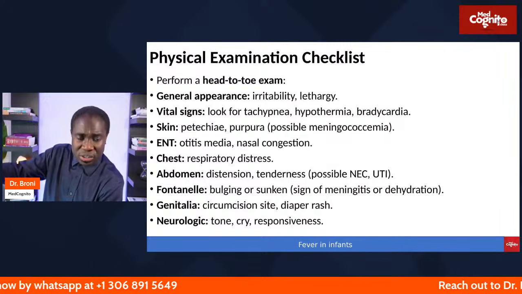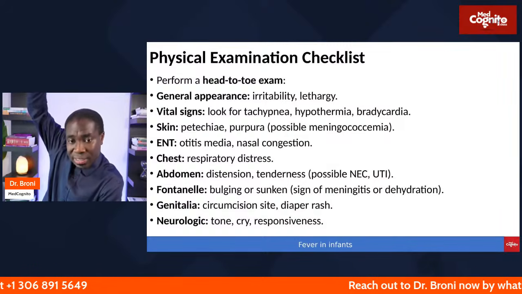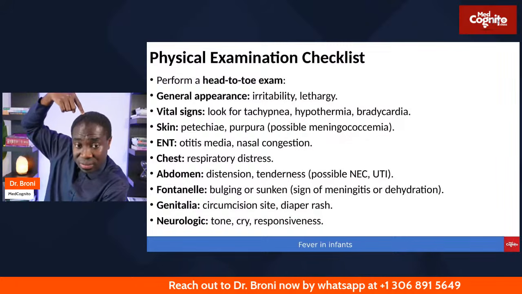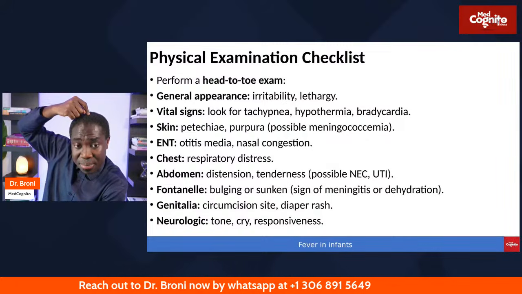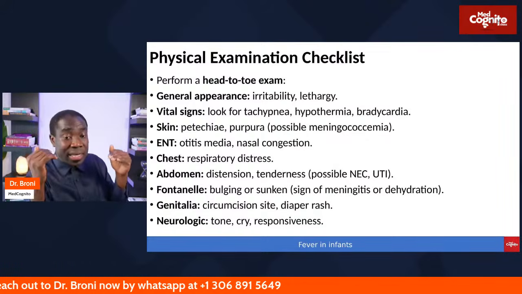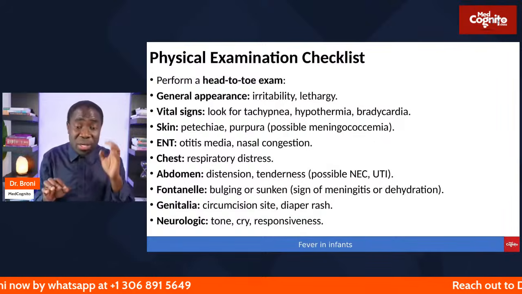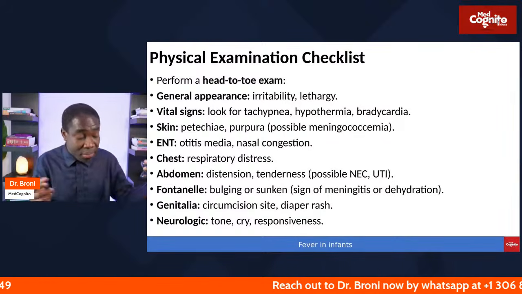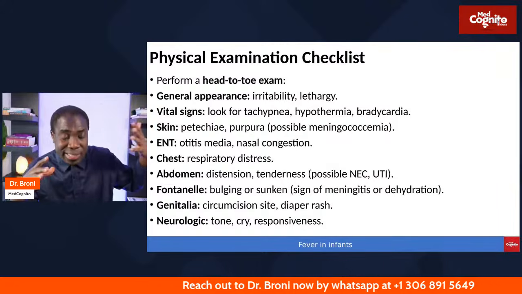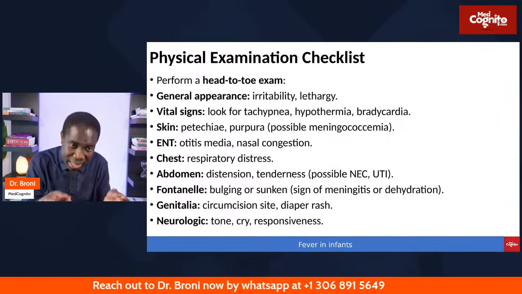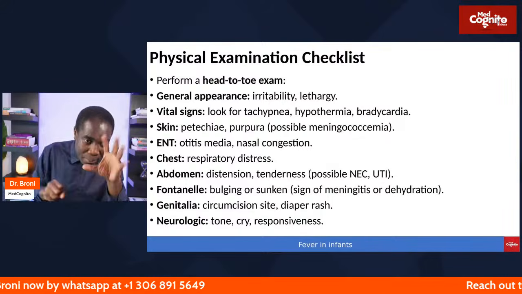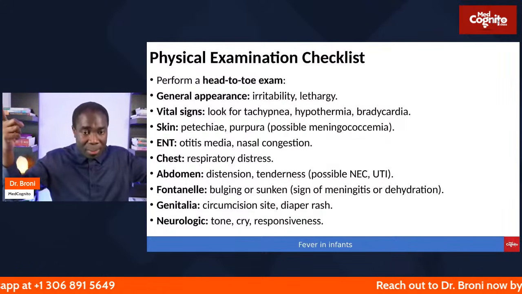Urinary tract infections. Look at the fontanelle. Is it bulging? Is it sunken? If it is bulging, think about signs of meningitis. If it is sunken, look for other areas on the body where you can pick up dehydration, where they are crying but their tears are dry. You look at the skin turgor, right? Their eyes may be sunken. These point to dehydration. But a bulging anterior fontanelle, think about meningitis.